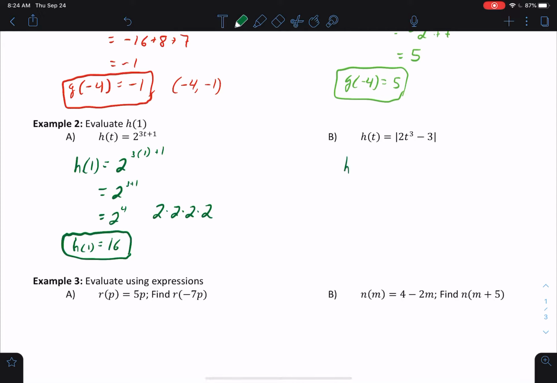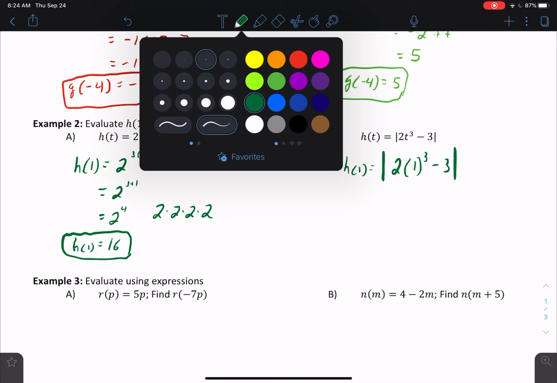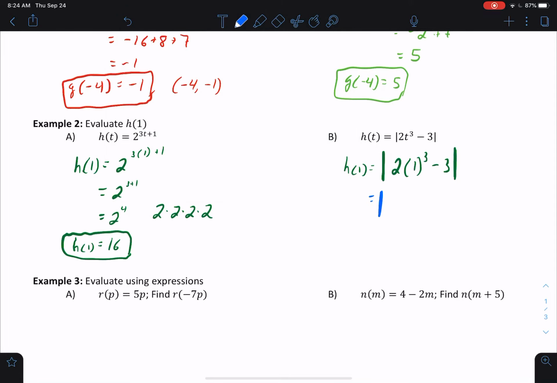H of 1 equals absolute value of 2, and then I plug in 1 for t cubed minus 3, and then another absolute value sign. All right, so if I simplify what's inside the absolute value, 1 to the third is just 1 times 1 times 1. So that's just going to be 1. 1 times 2 is going to be 2 minus 3, and we close that vertical bar. 2 minus 3 is negative 1. So the absolute value of negative 1 is positive 1. So h of 1 equals 1.